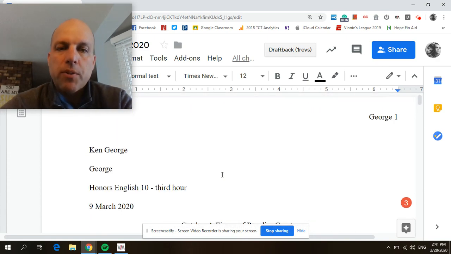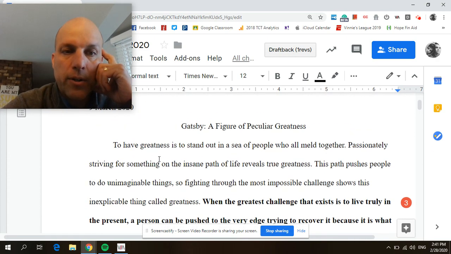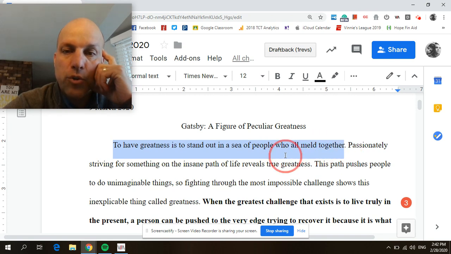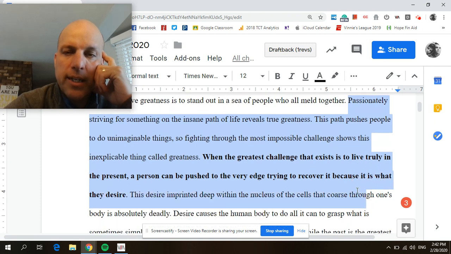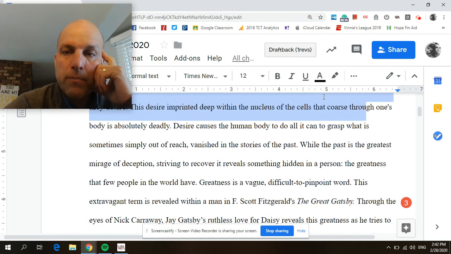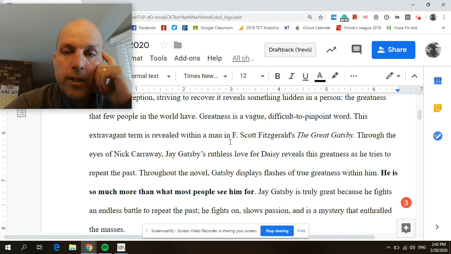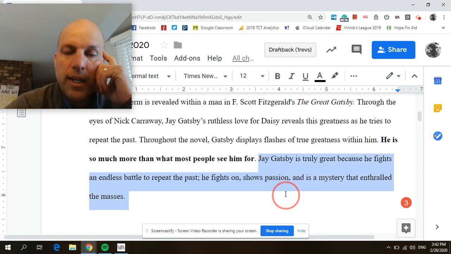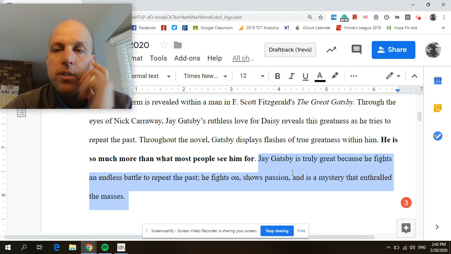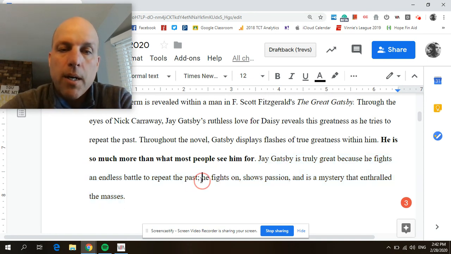I also got a question about the introduction. You can see here's an attention getter in this paper. To have greatness is to stand out and to see a people who all meld together. That's great. The next several sentences now are a discussion, just starting to get into that topic. And several sentences in this paper from last year, getting into the topic of greatness, talks about greatness. You can see here The Great Gatsby is italicized. And then we get down here to the actual thesis, which is the last sentence of the introduction. And you can see that it is a well-done thesis.